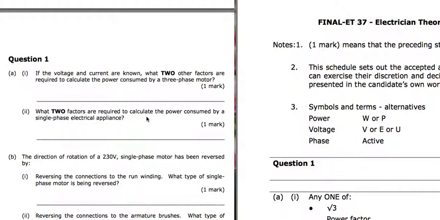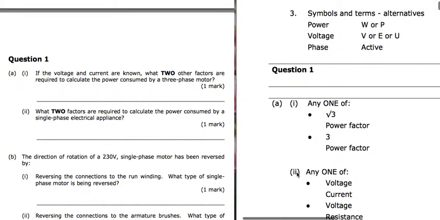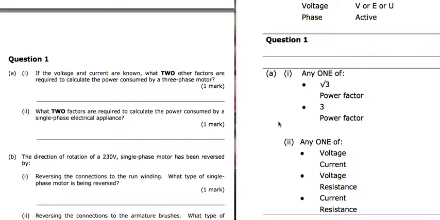First question: if the voltage and current are known, what two other factors are required to calculate the power consumed by a three-phase motor? Three-phase power is IL times VL times root 3 times power factor. They're testing your knowledge of the formulas, so they're looking for root 3 and power factor as one answer. You can do it with phase voltages and current. Phase voltage times phase current times power factor times 3 will give you the same answer. I would be looking at root 3 and power factor.